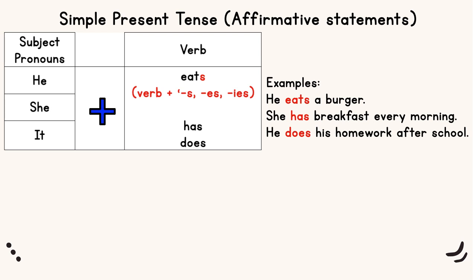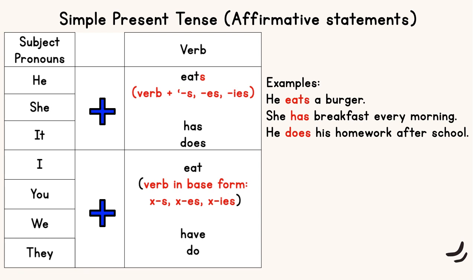Or he does his homework after school, she does his homework after school. Kalau subjek dia seorang, kata kerja dia perlu ada s, es ataupun ies. Okay, ataupun kita guna has dengan does. Okay, kalau plural ataupun exceptional case, right? Contoh I dengan you, walaupun dia singular, tapi kata kerja dia tak boleh tambah apa-apa. Okay, I, you, kata kerja tak boleh ada imbuhan. Okay, mesti kawan dengan have, dia mesti kawan dengan do.